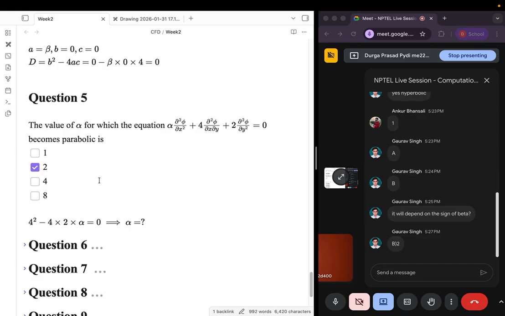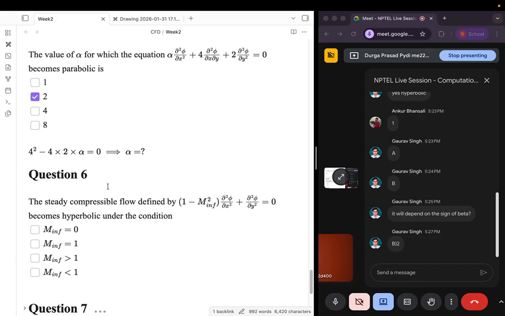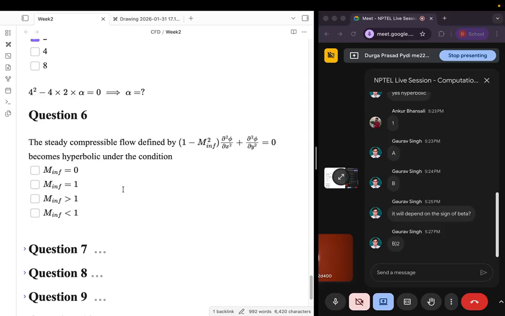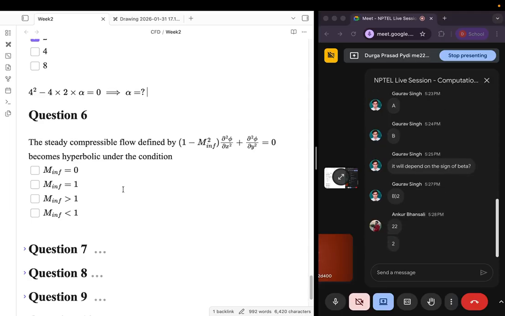Okay. Yeah. Now we have the compressible flow equation given by the one that is shown here. When does it become hyperbolic? So all these problems are kind of similar. Once you know what the discriminant is, what the characteristic lines are, then this becomes simple.